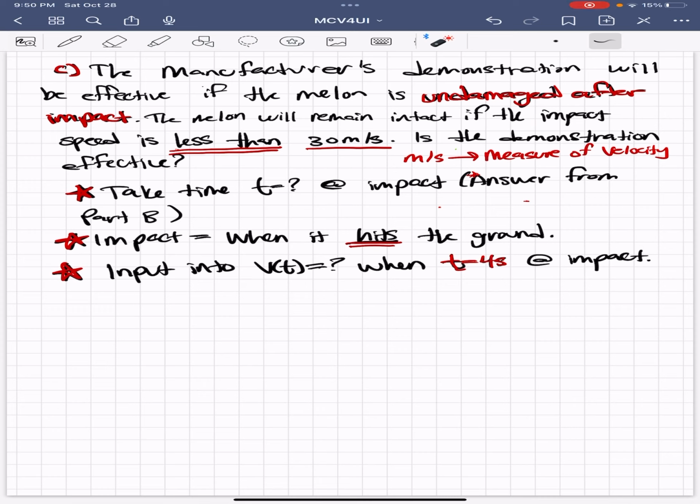T equals 4 seconds, and we input it into v of t. And then that'll give us the velocity. And if the velocity is less than 30 meters per second, then the demonstration is effective. If it is more than 30 meters per second, it is not effective.